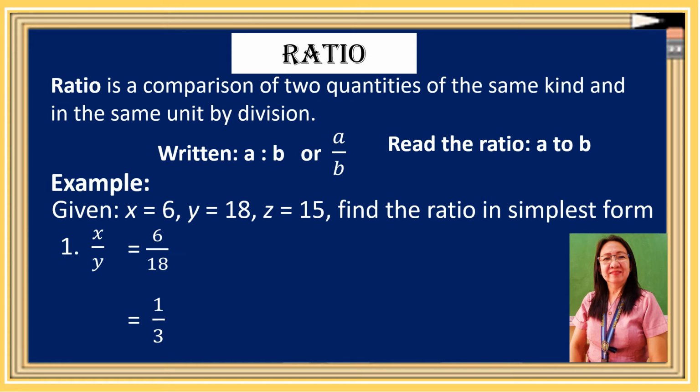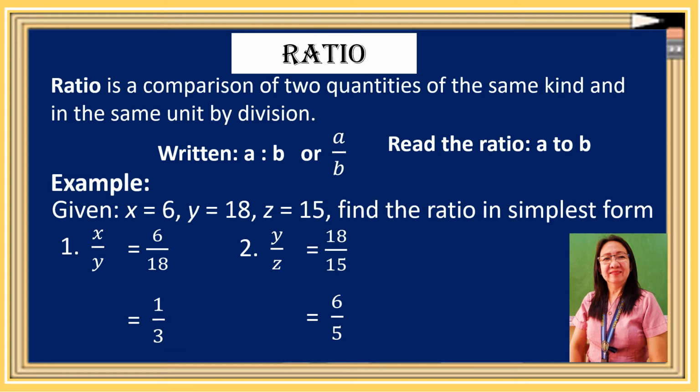Now how about y to z? Again, let us substitute the values: y is equal to 18 and z is equal to 15. The common factor of 18 and 15 is 3, so the simplest form is 6/5. So the ratio of y to z is 6 to 5.